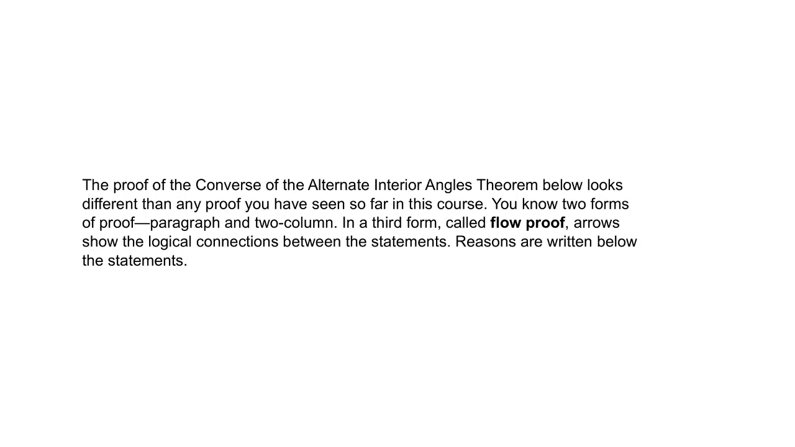Vocab coming up, flow proof. Your only vocab terms for this section. The proof of the converse of the alternate interior angles theorem below, or on the next slide, looks different than any proof you've seen so far in this course. You know two forms of proof, paragraph and two-column. You're about to learn a third form called a flow proof. In a flow proof, arrows show the logical connections between the statements. It's much like a flow chart. Reasons are written below the statements. So let's take a look.